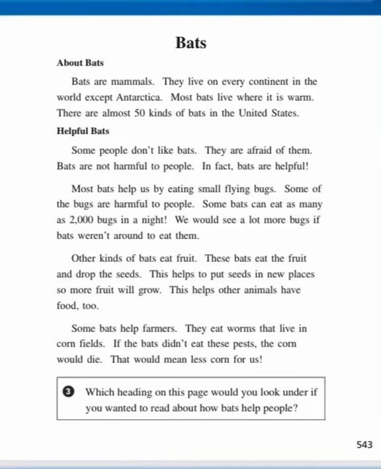Some bats help farmers. They eat worms that live in cornfields. If the bats didn't eat these pests, the corn would die. That would mean less corn for us. 3. Which heading on this page would you look under if you wanted to read about how bats help people?